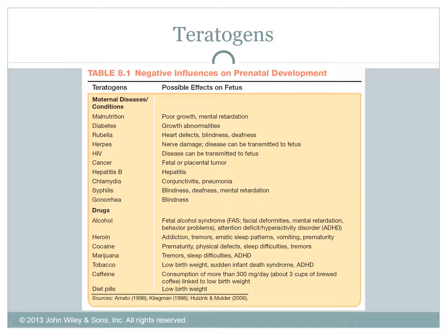Malnutrition, for instance, is a very common teratogen that affects fetal development. It can cause poor growth and even mental retardation, as the child does not have the nutrients it needs to develop a fully functioning brain.